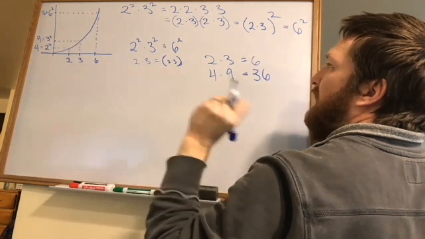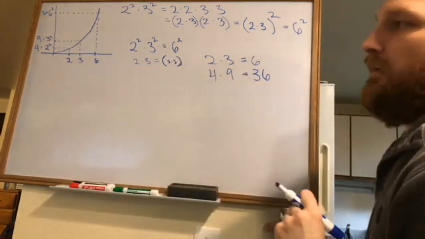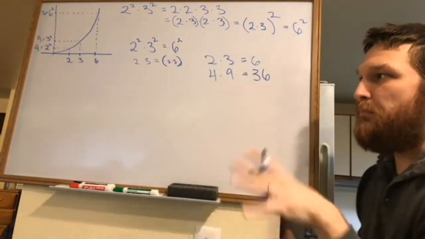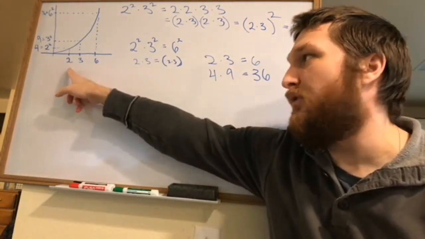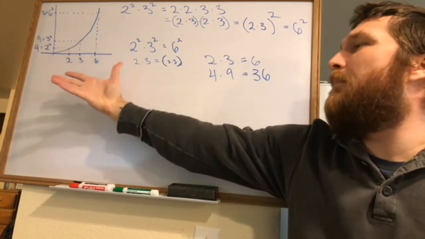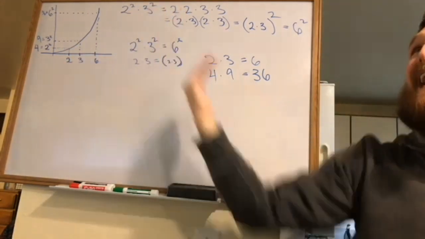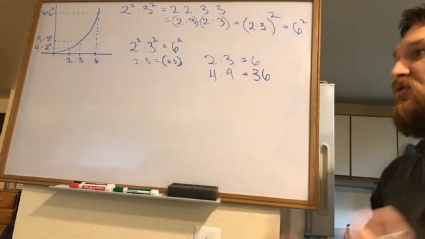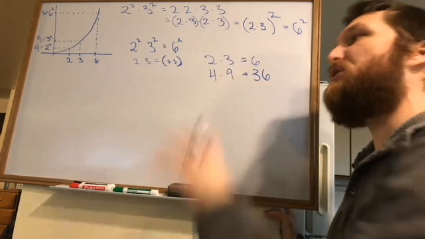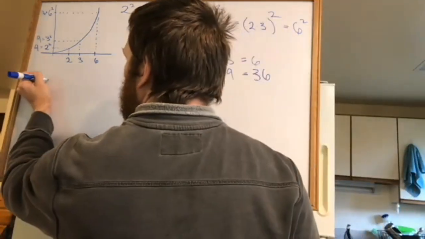Okay, that's cool. But we haven't proven anything. This might just be an artifact because these happen to be prime numbers. Maybe it doesn't work if you're using composite numbers. Maybe if I used 4 and 8, something might go awry. I don't know. So let's just knock this out and do it in general here.